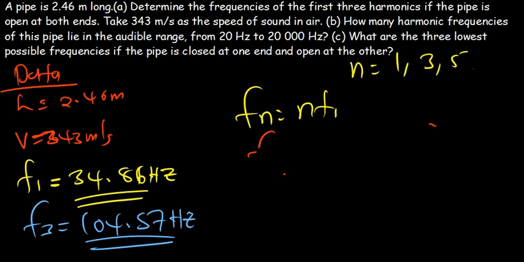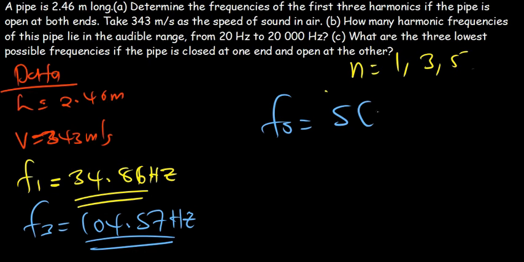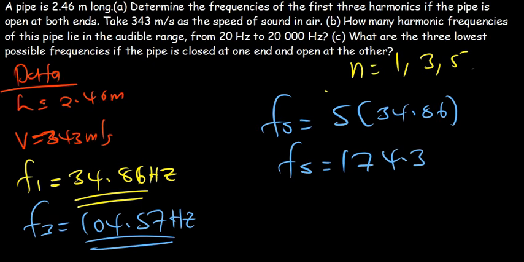Then to find the other one, which is going to be the fifth one, it's going to be 5 times the first one, which is 34.86. So it will be 5 times 34.86. That is 174.3 hertz. That is the fifth harmonic, sorry.